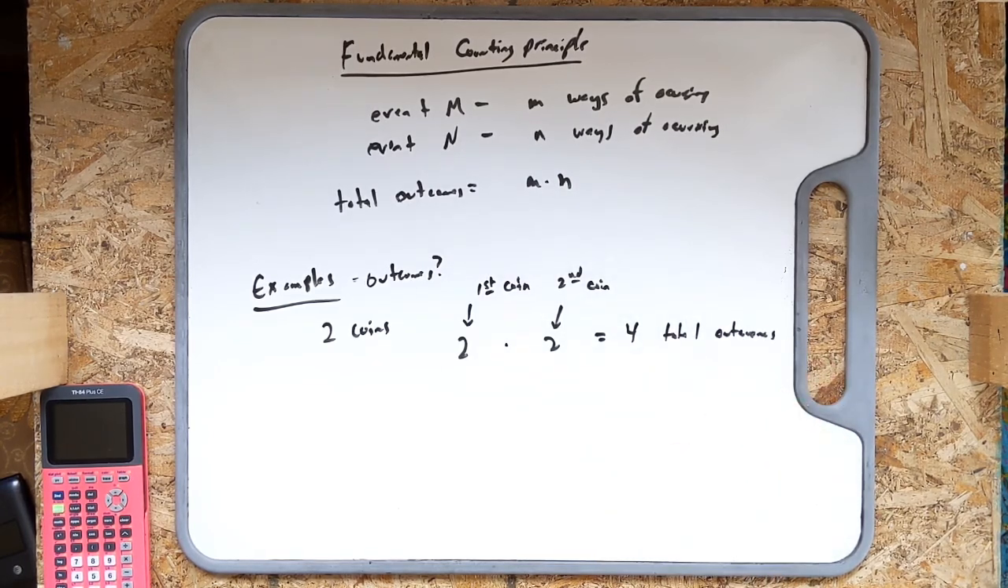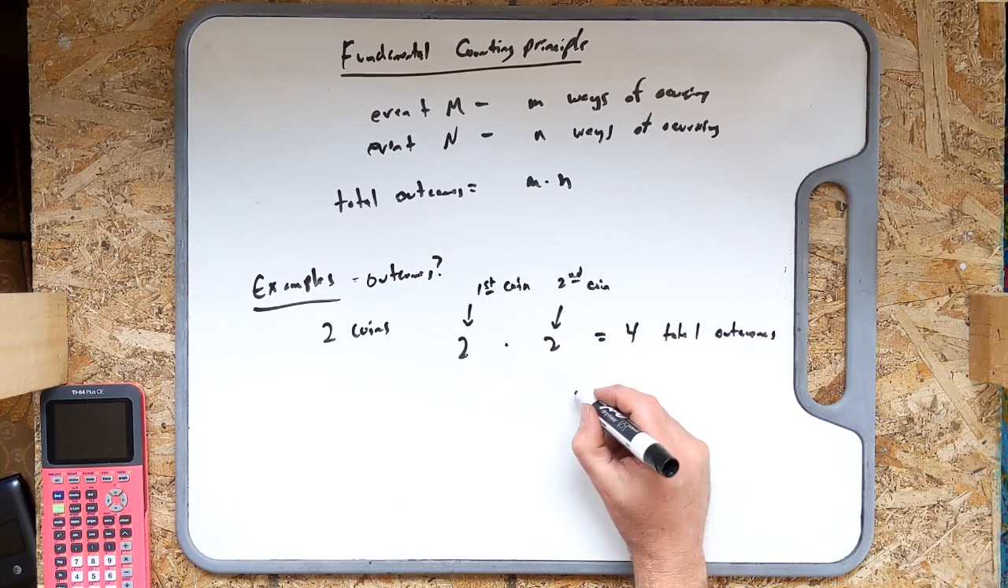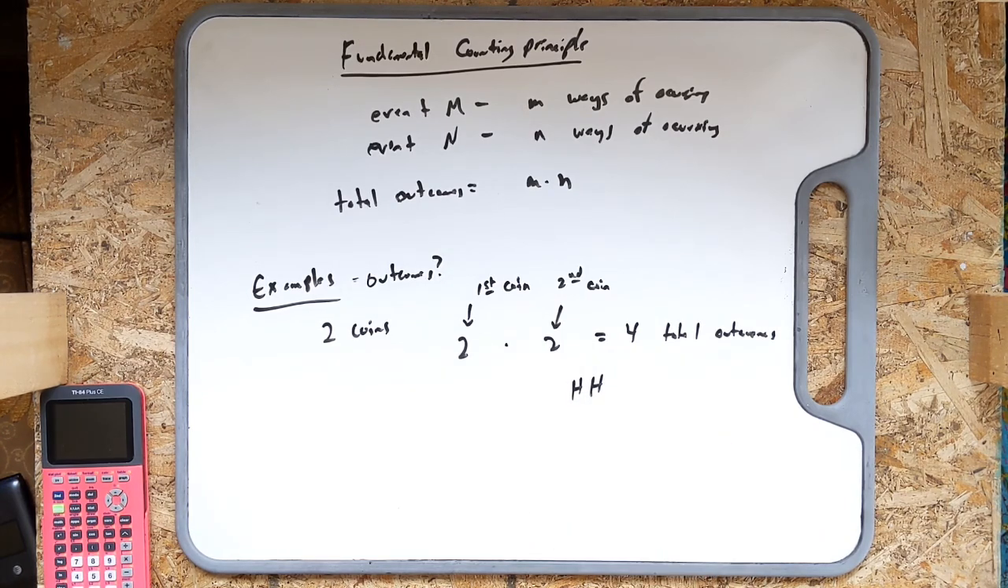And this is small enough that I'm just going to write them all out. You get a head the first time and a head the second time. You get a head the first time and a tail the second time. You get a tail the first time and a head the second time, or you get a tail the first time and a tail the second time. Those are my 4 total outcomes.